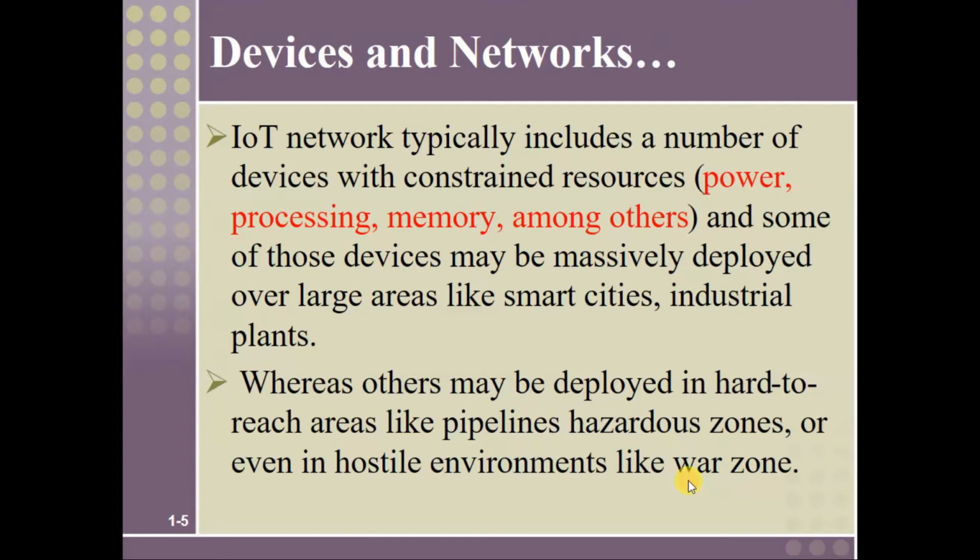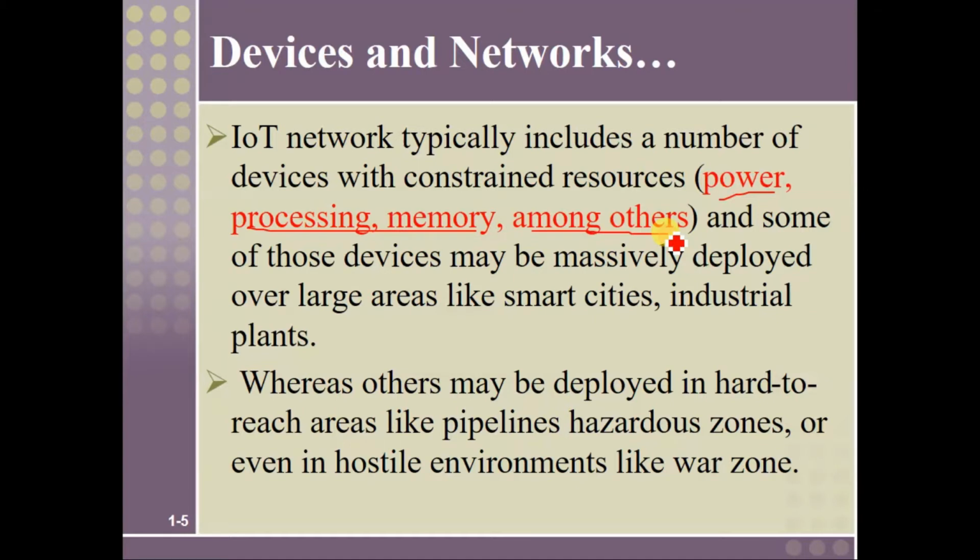The IoT network typically includes a number of devices with constrained resources. Each device that may participate in the Internet of Things can have constrained resources such as power, processing, and memory, among others. Some of these devices may be massively deployed over large areas like smart cities, industries, and plants. So in a number of sectors, IoT devices play important roles.